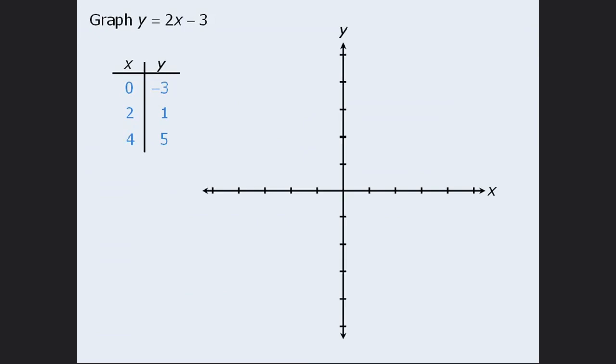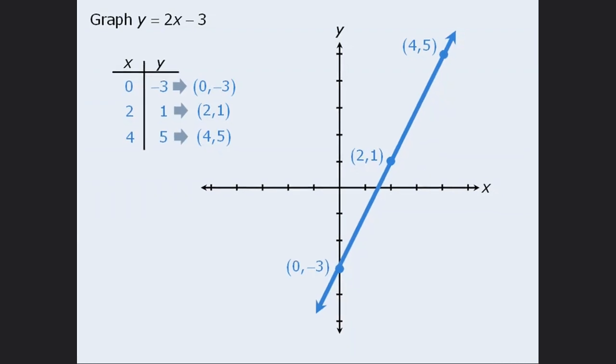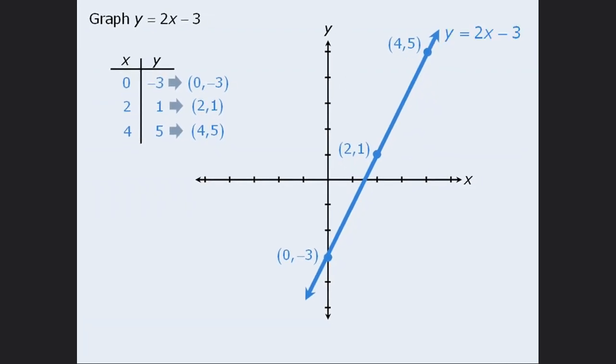Now that we have 3 solutions to the equation, we are ready to graph our line on the xy coordinate plane. The first solution can be written as a point with coordinates (0, -3), and this point is right here. The next solution can be placed here, and the last solution can be placed here. When we connect these points, we get a line, and this line represents all of the solutions to the equation y = 2x - 3.